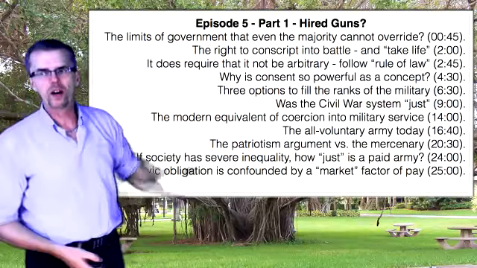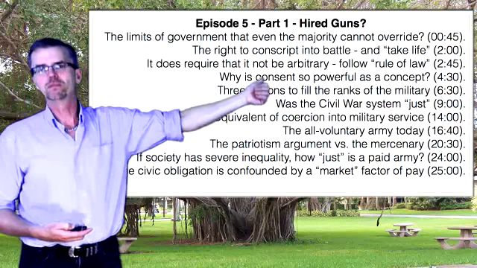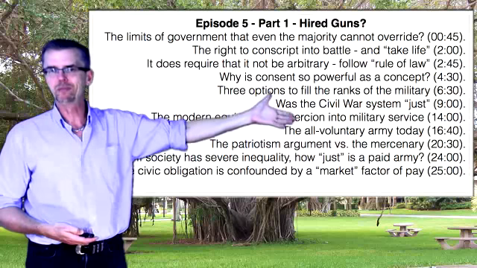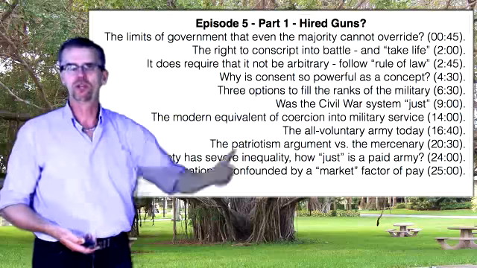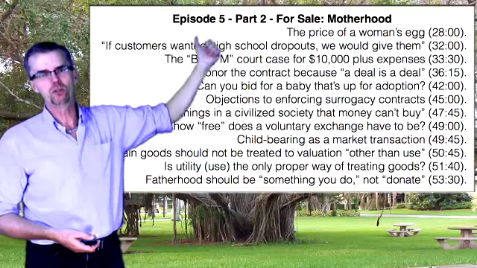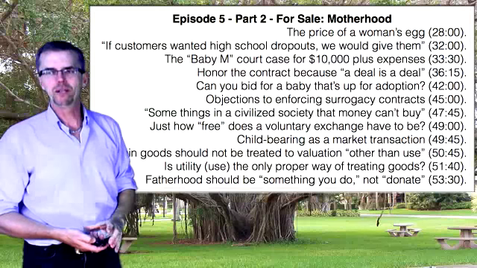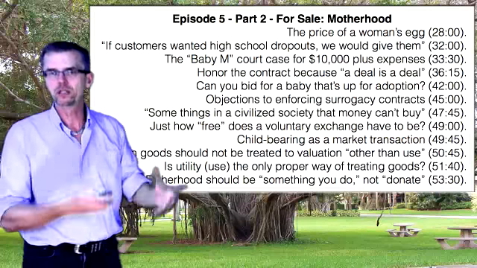So episode 5, part 1, talks about the hired guns, and he talks about the Civil War conscription process. Everybody had the equal chance of being conscripted for the Civil War, but if you had money, you could pay somebody else to go fight for you. Episode 5, part 2, talked about motherhood for sale and the legal case of Baby M, which set a precedent in the United States for something that had never been tackled before.